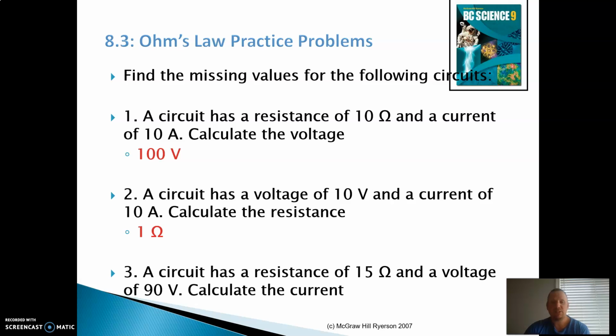And then same for this next one, a circuit has a resistance of 15 ohms and a voltage of 90 volts. Calculate the current. So pause here. And once you figure that out, we know it's 90 volts divided by 15 ohms, so it's 6 amps.